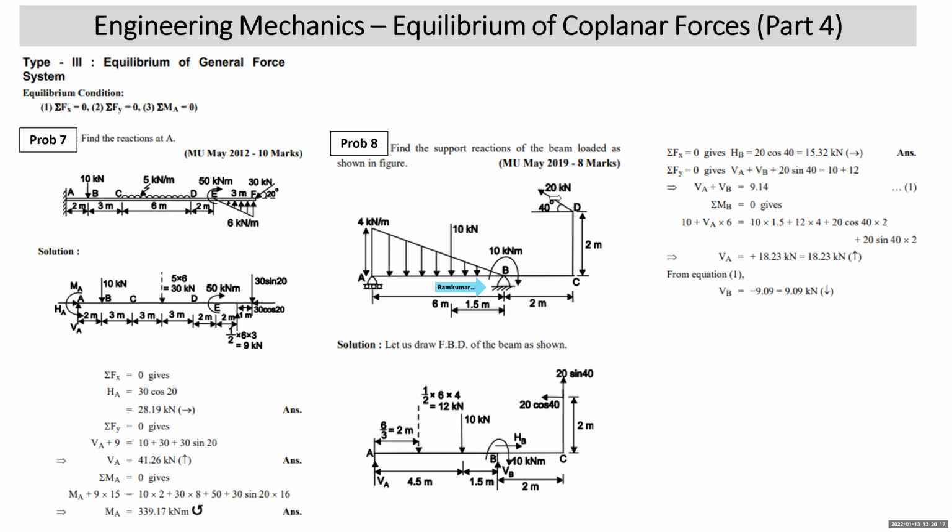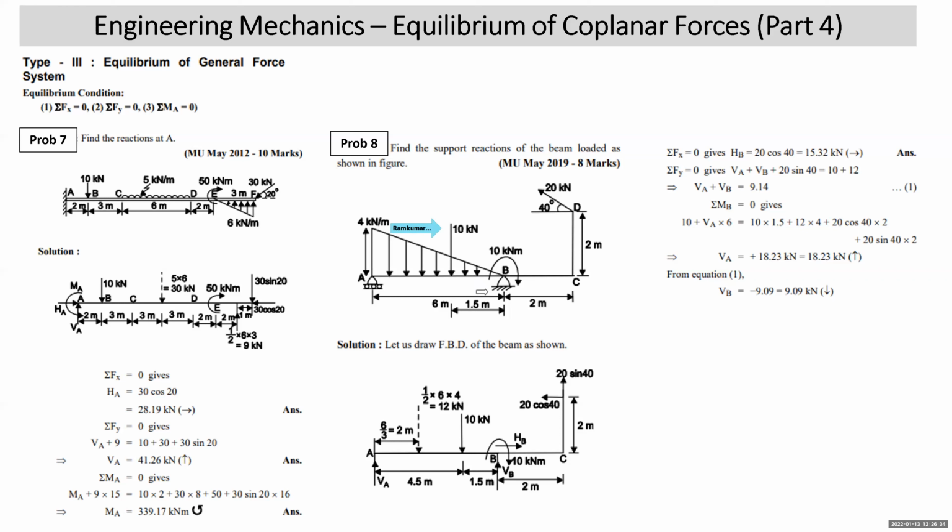After that, come to 20 kilonewton at D. We will be resolving it at D only. 20 cos 40, adjacent, will be to the left. 20 sin 40 will be upward. Done. This 10 kilonewton will be shown as it is at 1.5 meter left of B.